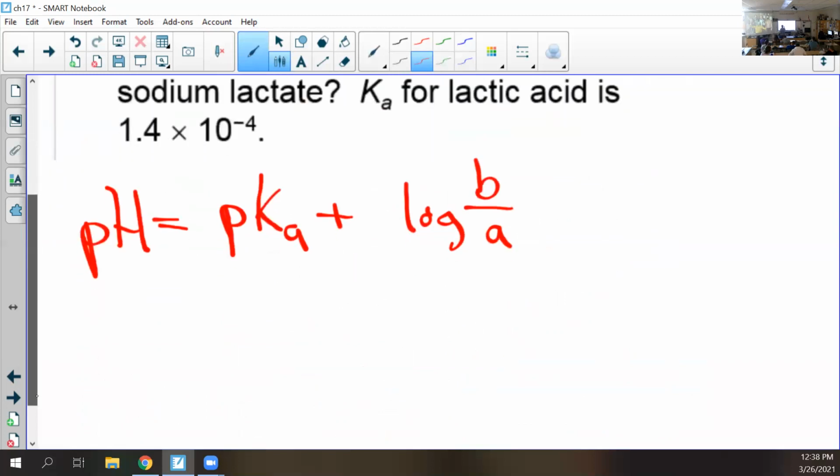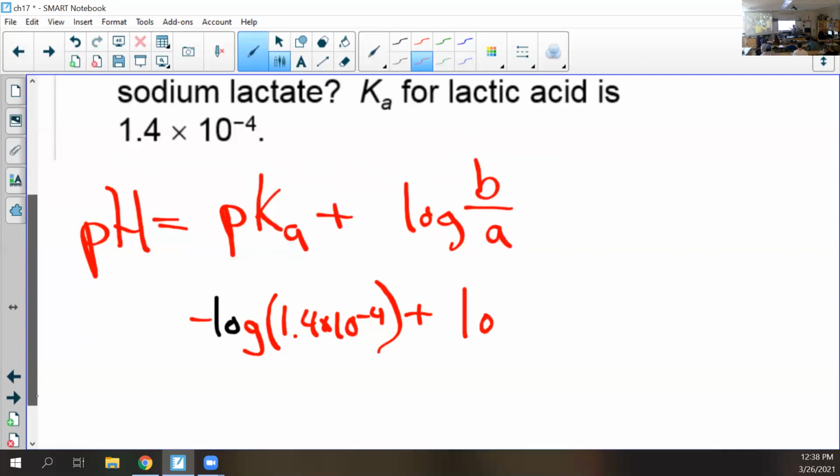I need pH, which is negative log Ka, plus, I'm going to take the log. The base is really the conjugate.